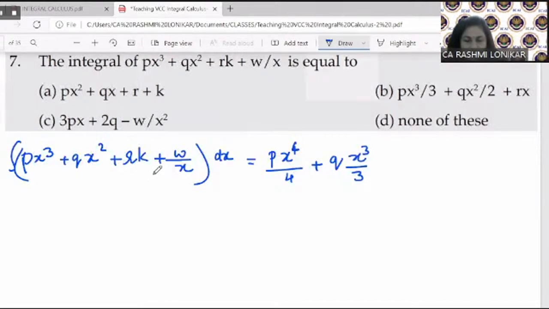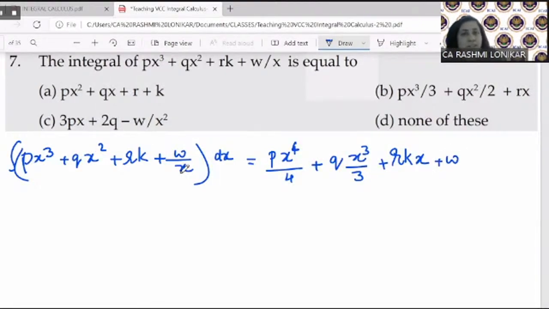What is the integration of rk? R and k both are constant. So integration of a constant will be a constant into x. So this will be plus rkx. What will be the integration of w upon x? It will be equal to plus w.